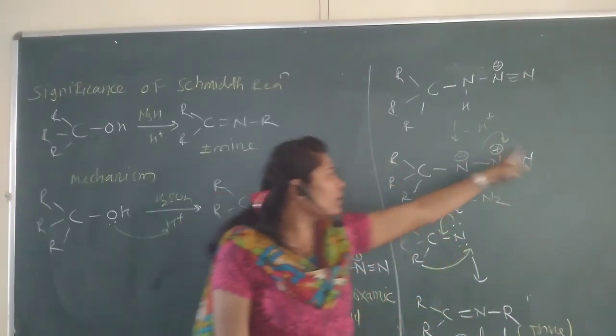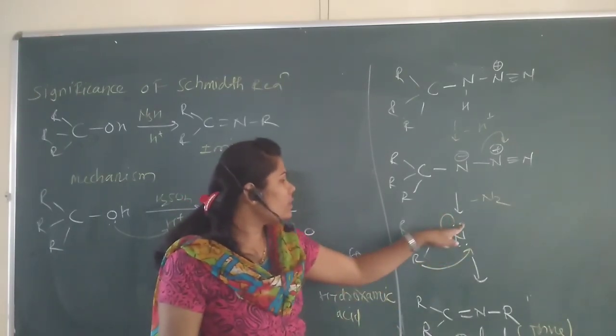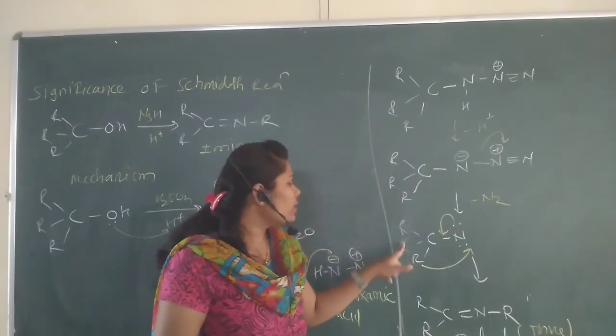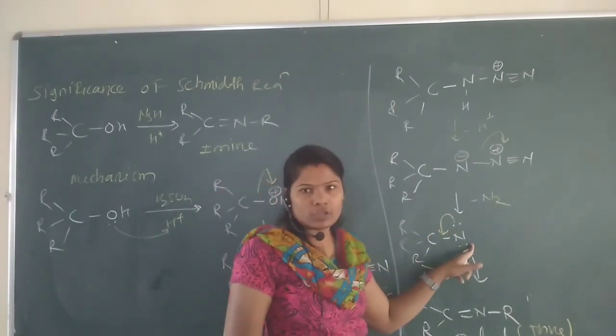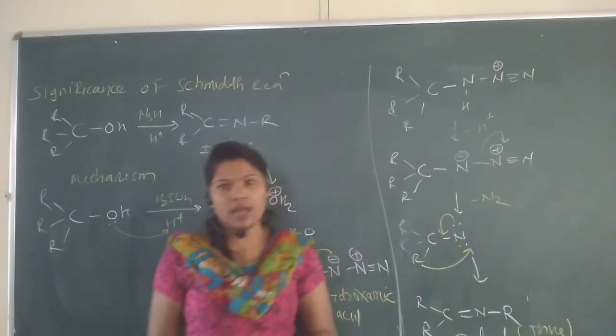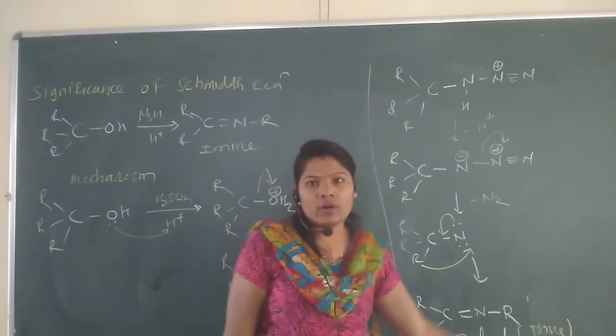This N2 gets removed. Then after removing N2, here this nitrogen group is present. Then this lone pair of here, this R group gets rearranged to here, and this lone pair is shifted to here. For stabilization of this carbon, there is a formation of R R C double bond NR. This is the product that is called the imine compound.